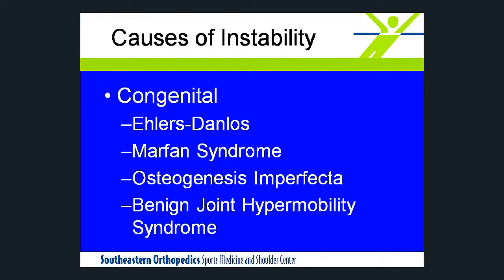Causes of instability, just to mention these. Congenital causes of instability: Ehlers-Danlos, Marfan syndrome, osteogenesis imperfecta, benign joint hypermobility syndrome. Not things we're going to talk about treating tonight. Most of these will be diagnosed early on, with the exception maybe of, depending on where you're treating and the individual's health care, Ehlers-Danlos. We may run into this treating young adolescents or young individuals in the clinic, particularly overhead athletes or young female athletes.